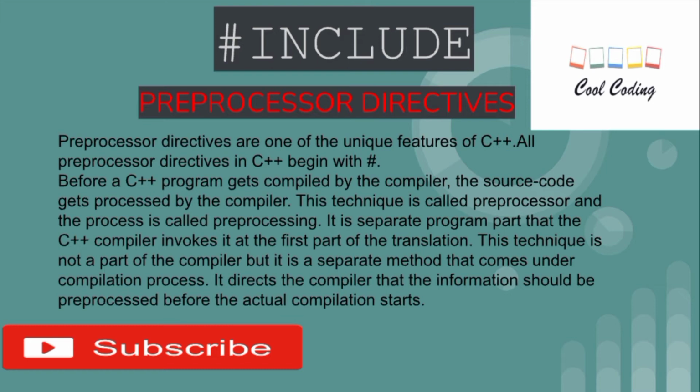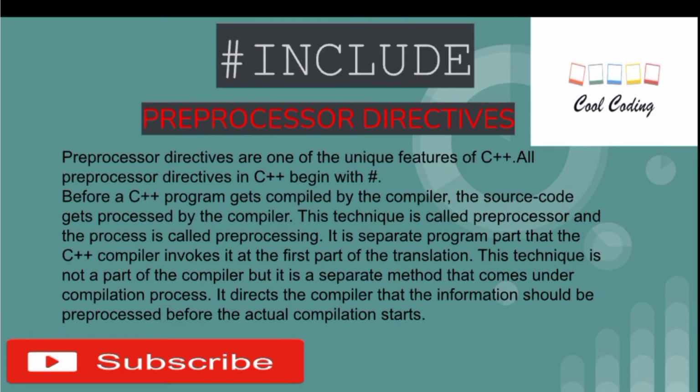Before a C++ program gets compiled by the compiler, the source code gets processed. This technique is called the preprocessor and the process is called preprocessing. It is a separate program that the C++ compiler invokes at the first part of the translation. This technique is not a part of the compiler, but it is a separate method that comes under the compilation process. Let's move on to another slide.